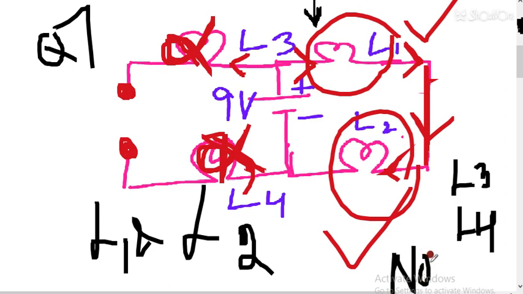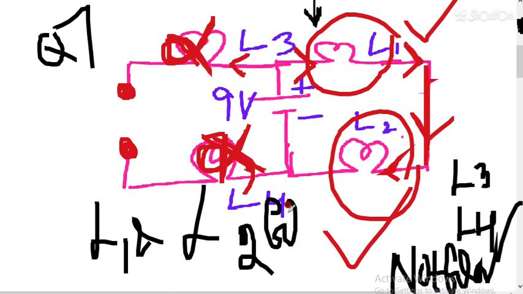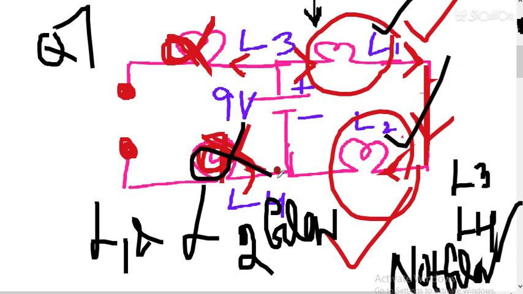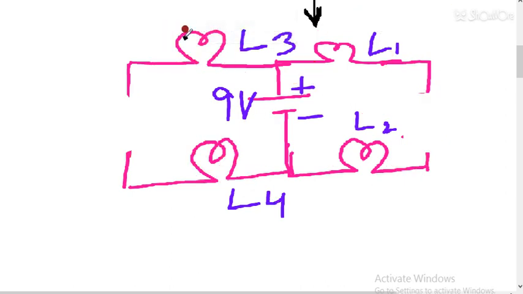So you can note down the answer. These two lights, L3 and L4, will not glow, and these two, L1 and L2, will glow. So this is all from question number 7.